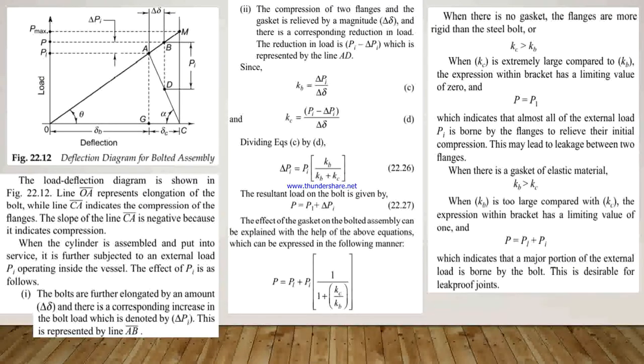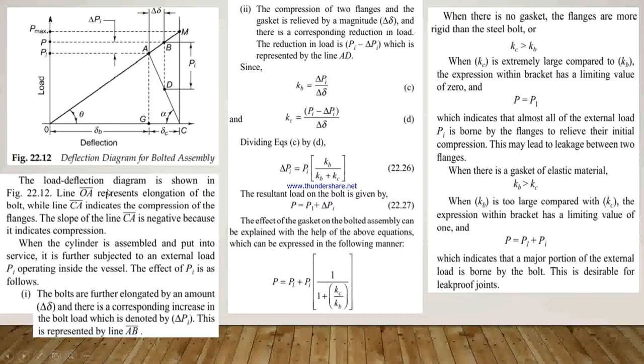Now here the diagram figure 22.12 is given, where the deflection diagram for the bolted assembly is shown, where on the x-axis they show the deflection and on the y-axis they give the load. Here P1, P and P max, the loads, are given, and here deflection of the bolt, deflection of the flange or deflection of the cylinder cover is given on the x-axis, and the angle theta is given between them.